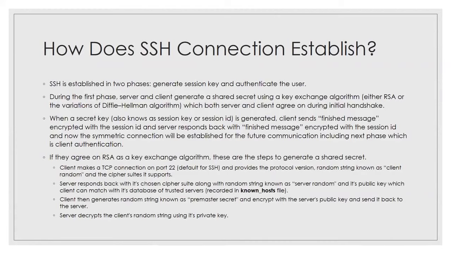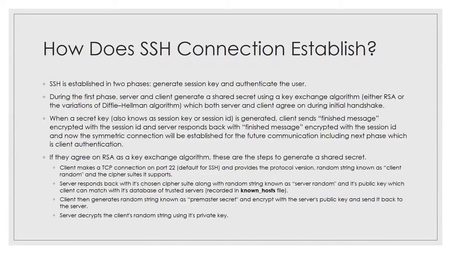If they agree on RSA as the key exchange algorithm, these are the steps that take place to generate a shared secret. The client first makes a TCP connection on port 22, which is the default port for SSH, and provides the protocol version, a random string known as client random, and the cipher suites it supports. The server responds back with its chosen cipher suite, along with a random string known as server random, and its public key, which the client can match with its database of trusted servers, which the client records inside a known_hosts file in its home directory. The client then generates a random string known as the pre-master secret, encrypts it with the server's public key, and sends it back to the server.